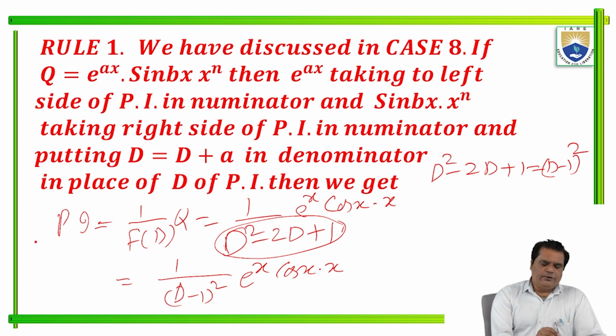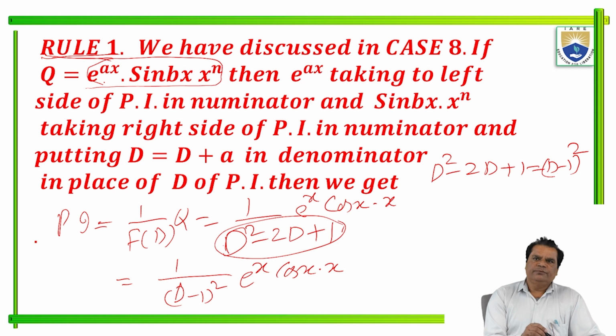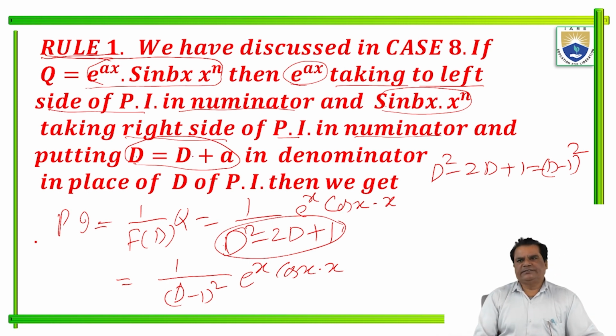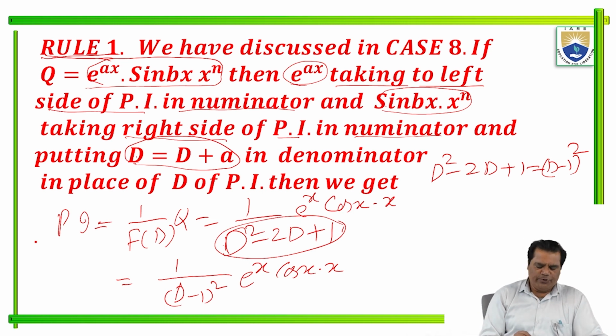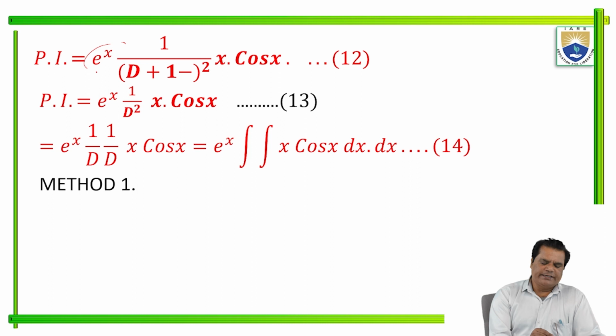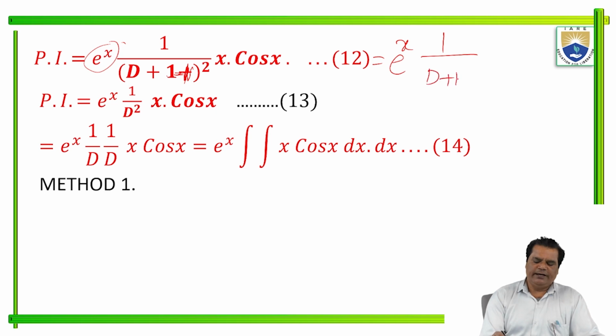Now next, PI. Here I am telling rule 1. We have discussed in case 8, if Q has these three functions, then the exponential function e to the power x is taken to the left side of PI in the numerator, sin bx and x to the power n are taken to the right side of PI in the numerator, and in the denominator we put D equal to D plus a in place of D in the particular integral. So I am putting here, this is (D minus 1) whole square. Now next, the same result I am applying here. E to the power x is taken to the left side, then we put D equal to D plus 1, and minus 1 here, so D plus 1 minus 1 whole square.